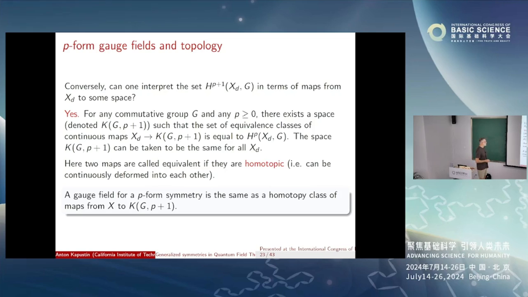And that space can be taken the same for all space-times. What I mean when I say set of equivalence classes is that maps are equivalent if they are homotopic, that is, can be deformed continuously into each other. So in other words, a gauge field for P-form symmetry is simply the same as a homotopy class of maps from X to this space.